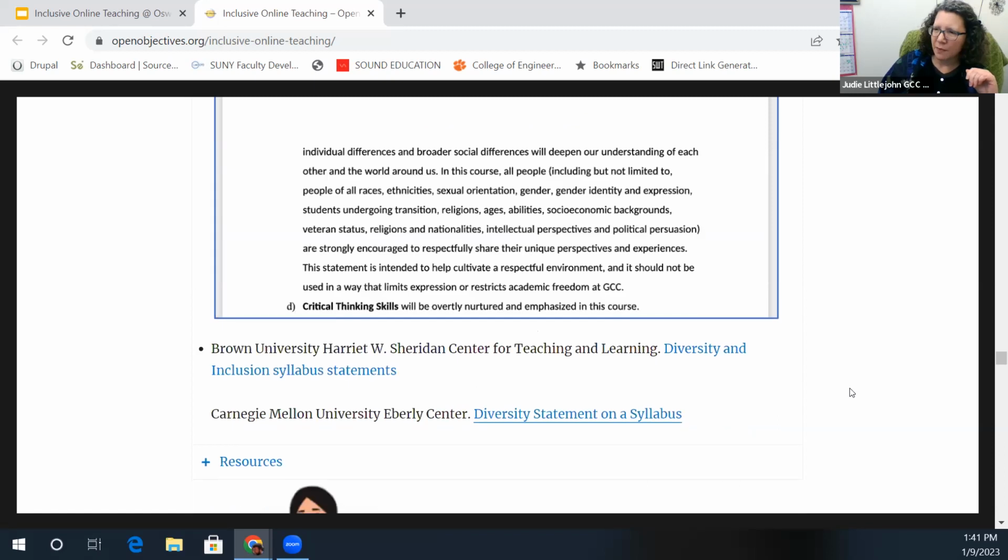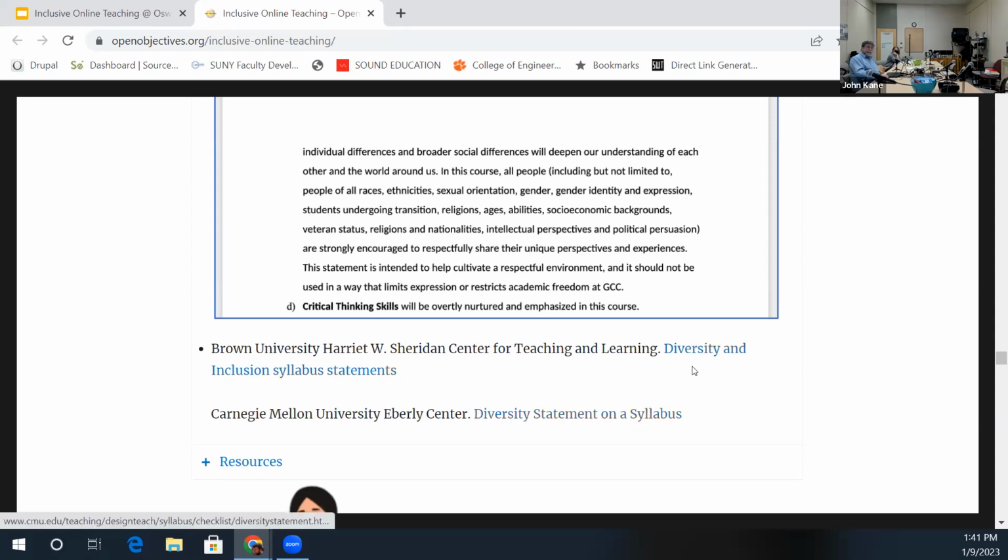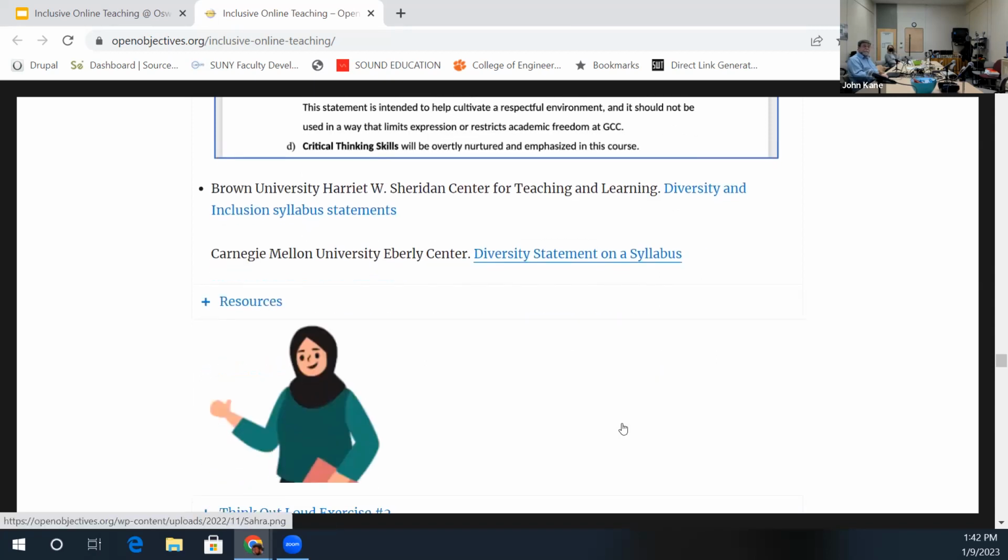And one of the sites John's got in the resources there, actually even at the bottom of this in the examples, are links to pages that have collections of diversity and inclusion syllabus statements. So if you're not sure how to phrase them, take a look at these two sites and they provide a lot more. The resources mostly provide the evidence behind this, in terms of what studies have found about its effectiveness. But just to come up with some examples, take a look at those sites.